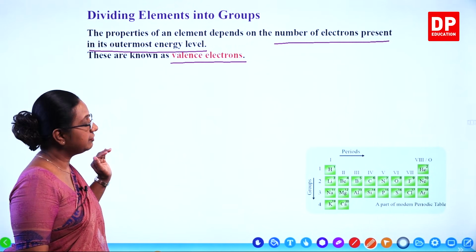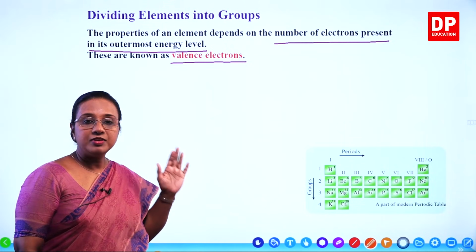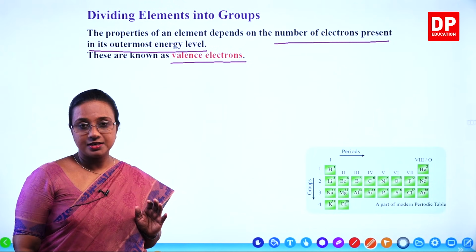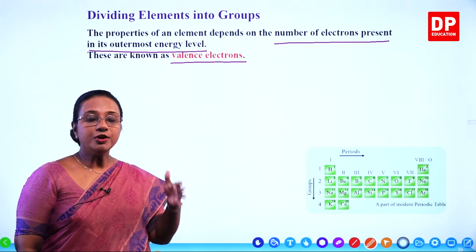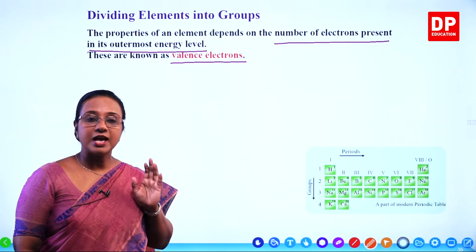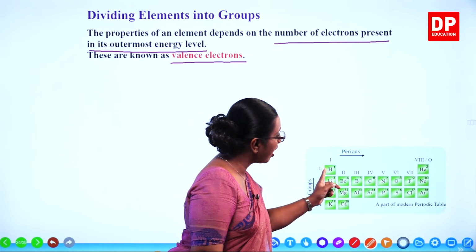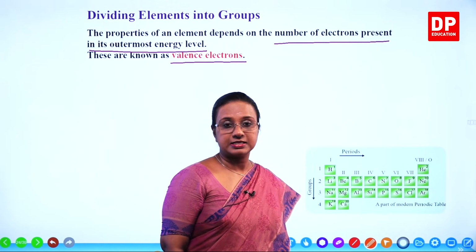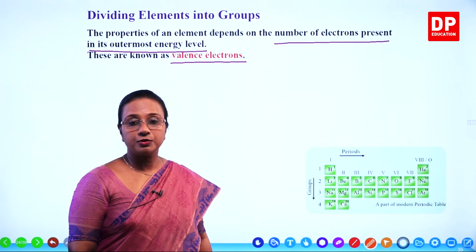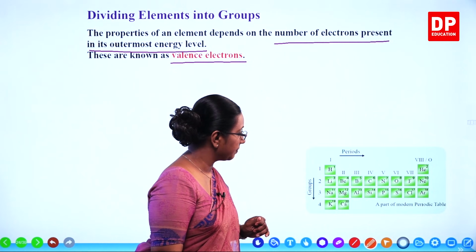So here, if we take elements along a period, they have different numbers of electrons in their last energy level. Therefore, they are divided into groups, starting from group 1 to group 8. And group 8, as you know, is also known as group 0. We will look at some examples.